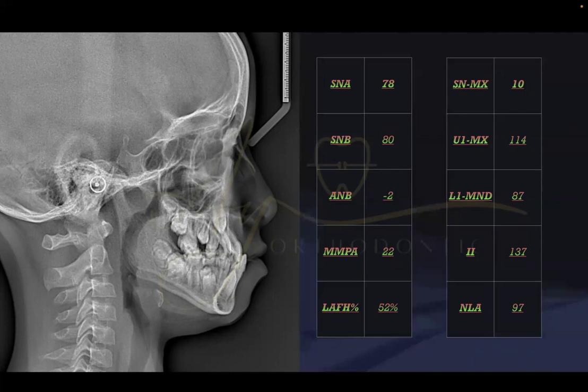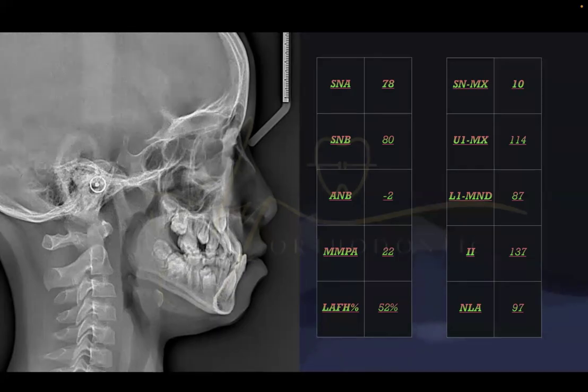Rahim, yes, ma'am. How to minimize the proclination of the upper labial segment during the use of the face mask? We already have a proclined upper labial segment to maxillary plane. It's 114. So how are you going to minimize the proclination that will happen during using the face mask?